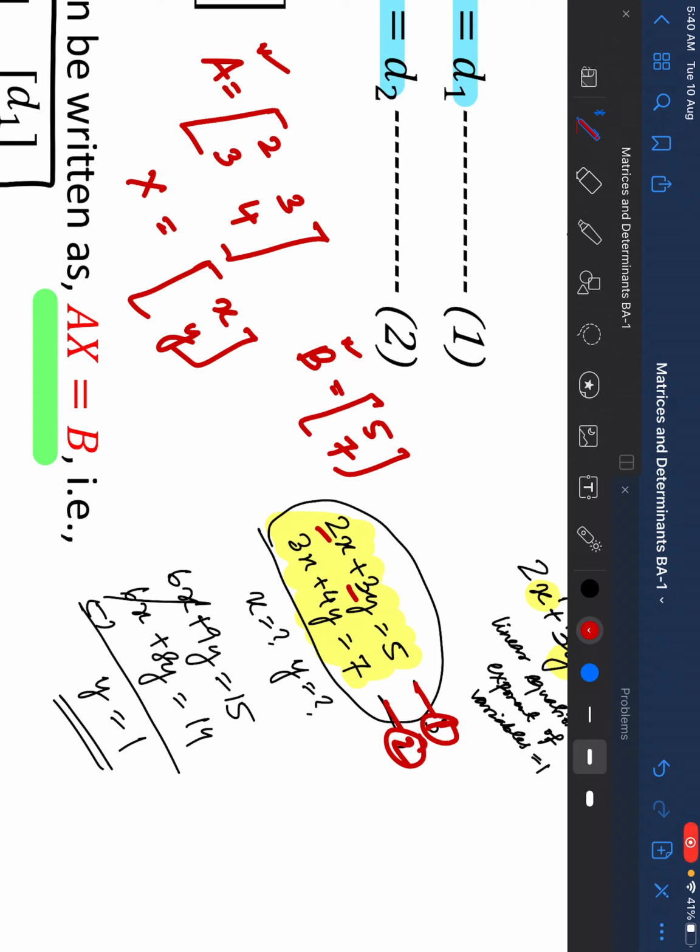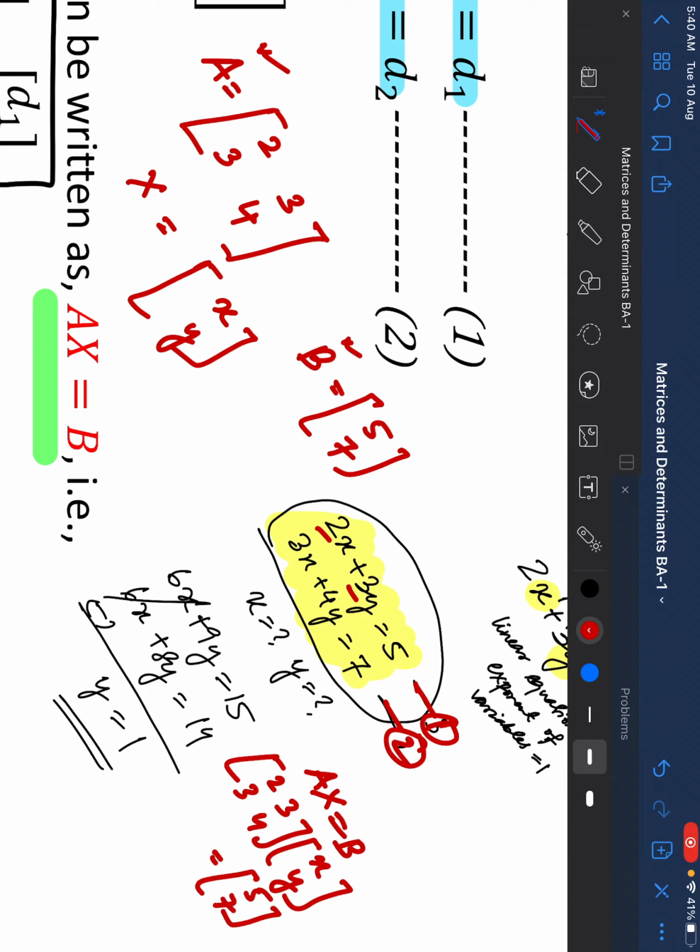That's why we need to find the matrix X. So the matrix equation can be expressed as AX = B. So A is [2 3; 3 4], X is [x; y], and that is equal to [5; 7]. So that's what we get.